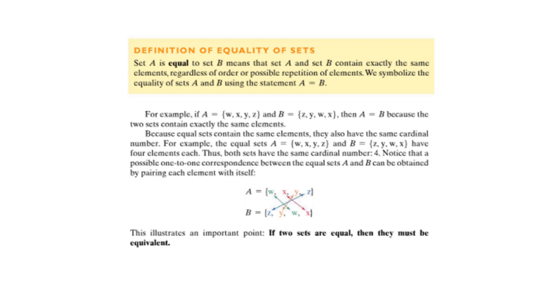Now we're going to take a look at equality of sets, or equal sets. Set A is equal to set B means that set A and set B contain the same exact elements. Both have the same exact elements, and it says regardless of the order, so they can be out of order in roster notation, or possible repetition of elements. So regardless of order or possible repetition of the elements, if they have the exact same elements, they are considered equal.